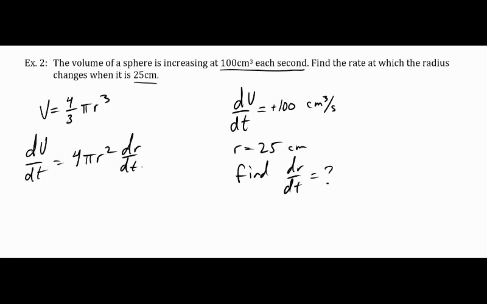If you just stop and sit back for a minute and take a look at what we have here, we have a formula that's got this, this, and this. So I've got three variables, but two of them I know. So what can I do? I can sub in and solve for the last one. And that's exactly what we're going to do. 100 equals 4 pi r squared times dr by dt.